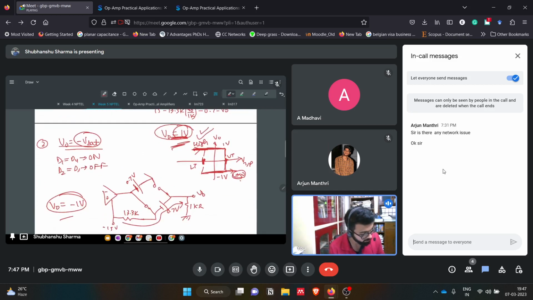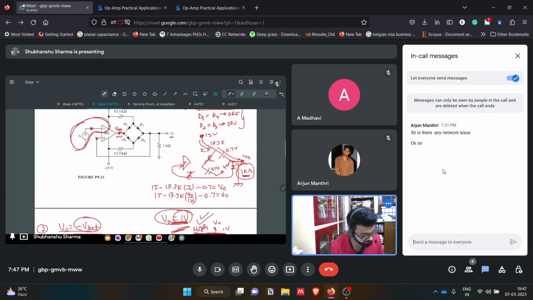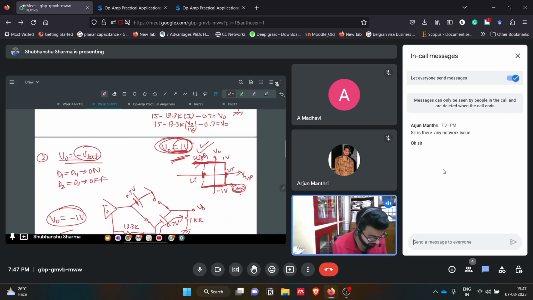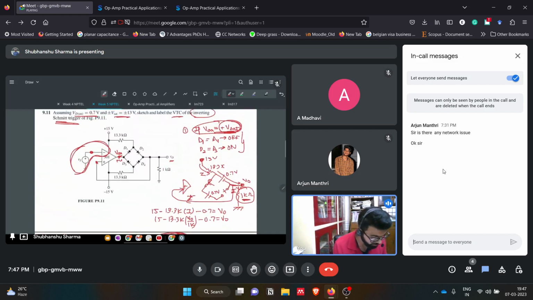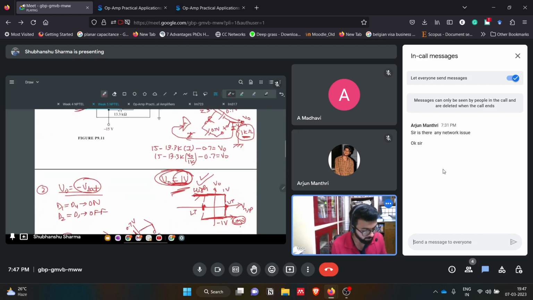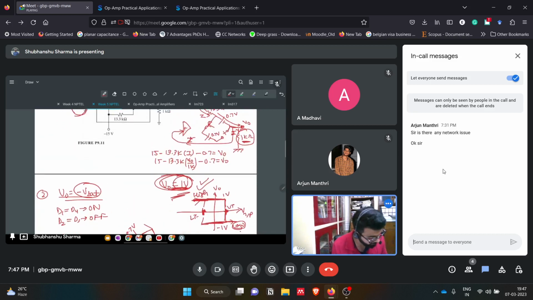And what will be the upper threshold and lower threshold? Since we know that the transitioning is happening based on this 1 volt and minus 1 volt, V naught can only go to 1 volt or minus 1 volt, so it cannot go beyond that. So minus 1 volt is the lower threshold and the upper threshold is plus 1 volt.